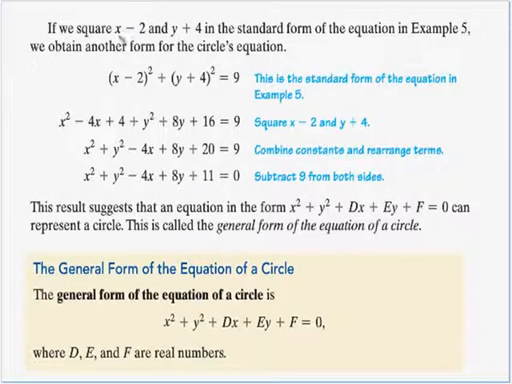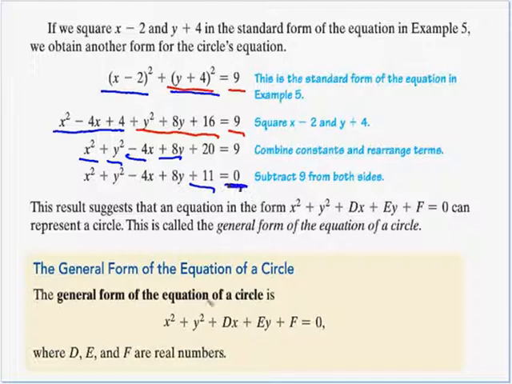All right, if we square x minus 2 and the y plus 4 in that standard form in the previous example, we obtain another form of a circle's equation. So here was our form, the standard form from before. If we FOIL out the x minus 2 quantity squared, we get this. If we FOIL out the y plus 4 term, we get y squared plus 8y plus 16, and that's still equal to 9. And then we can get everything on the left and put it in order of descending exponents. So now over here, x squared plus y squared, and then we have our 4x term and our 8y, and then we'll subtract 9 from each side, and that 20 will turn into an 11. The whole thing is set equal to 0.